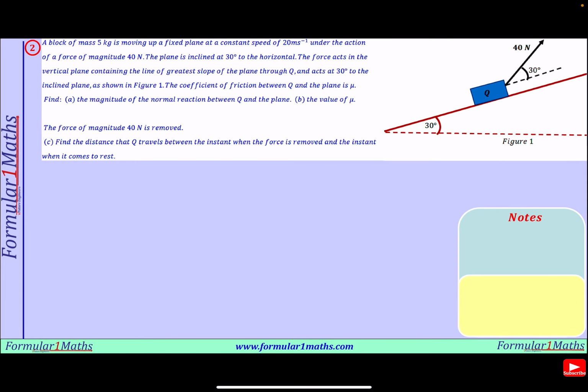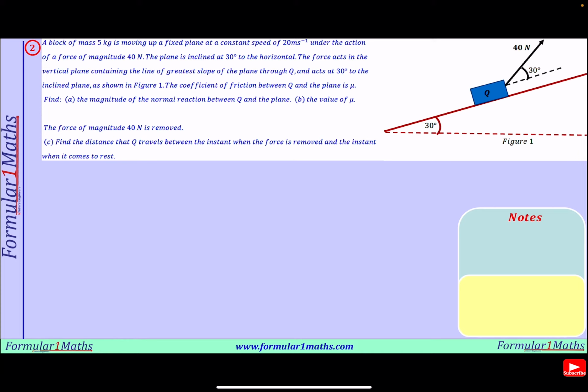Question 2. A block of mass 5 kilograms is moving up a fixed plane at a constant speed of 20 meters per second under the action of a force of magnitude 40 newtons. The plane is inclined at 30 degrees to the horizontal. The force acts in the vertical plane containing the line of greatest slope of the plane through Q, and acts at 30 degrees to the inclined plane, as shown in figure 1.